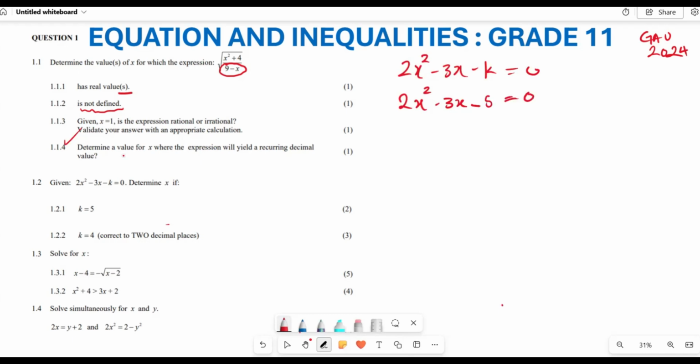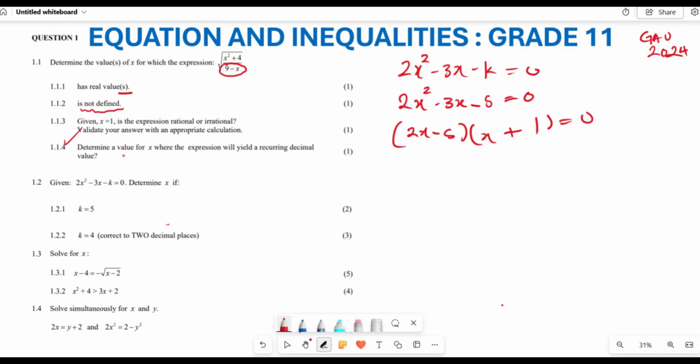Is equal to 0. And from here, can you see that this is a quadratic equation? Which means you're going to factorize this by opening up your two brackets. This is going to be your 2x, this is going to be your x, and here this is going to be 5. The factors of 5 are 5 and 1. This is going to be negative 5 and this is going to be positive 1. Remember, the bigger factor takes the sign of the middle term. You're all fine?